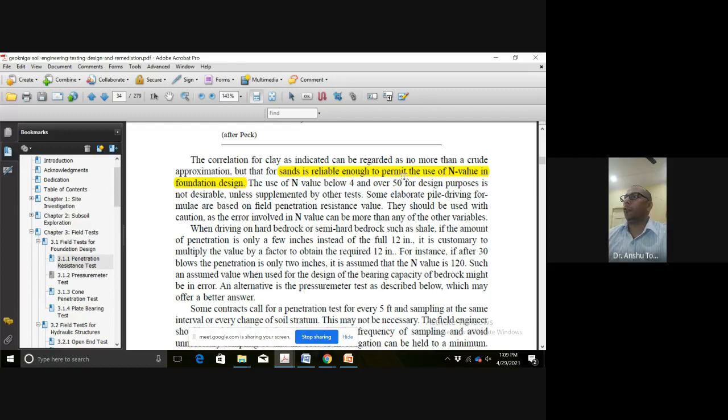Sand is reliable enough to permit the use of the N value in foundation design. So if you are using the left hand side, it will be a conservative design, but it can be used for the design of the foundations.